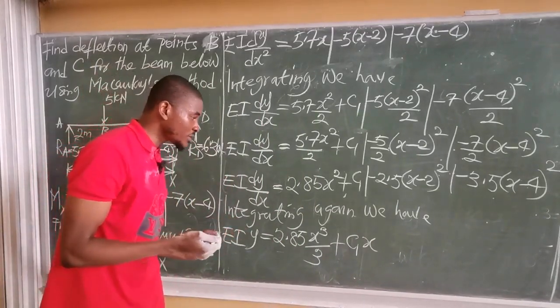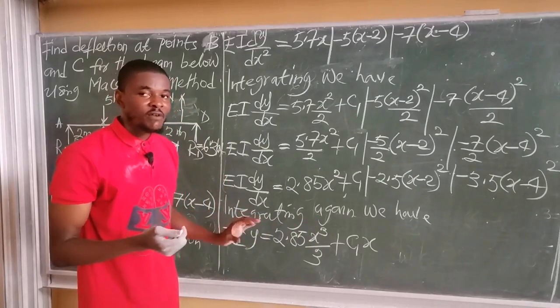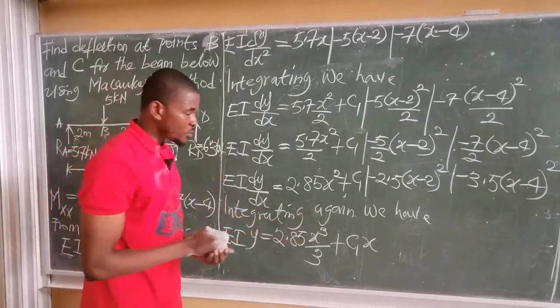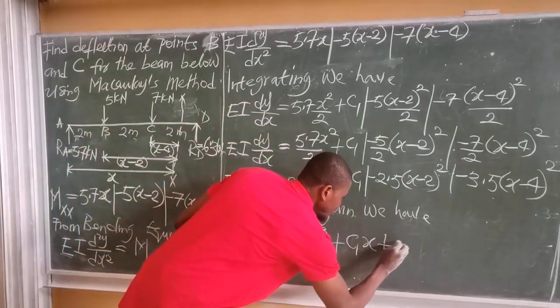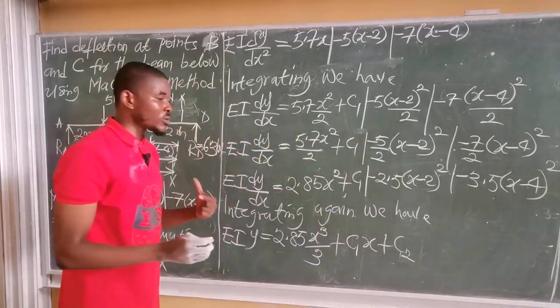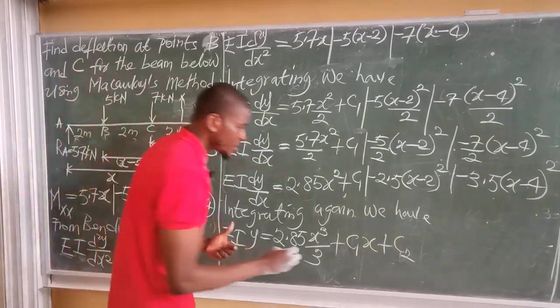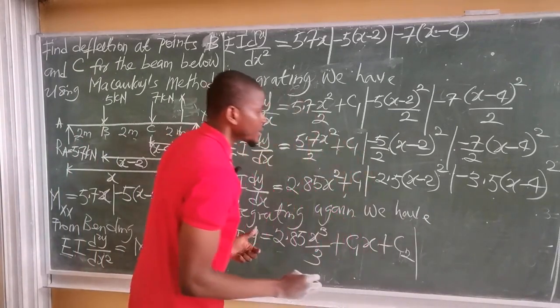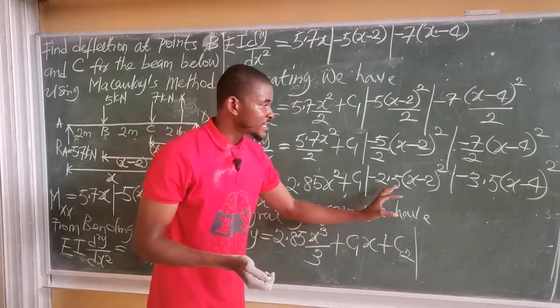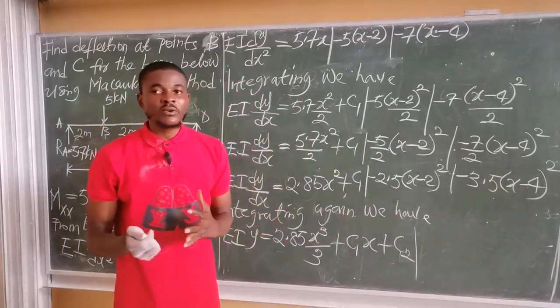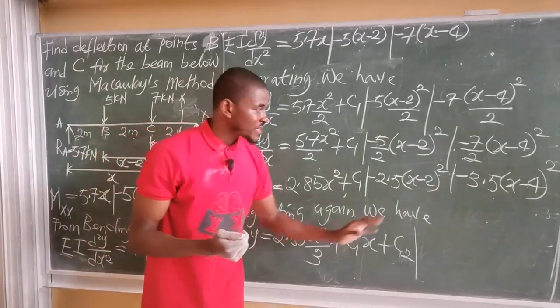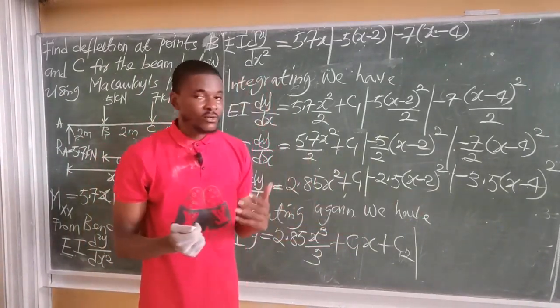Since I'm taking a second integration, it means I'm going to have a second what? Constant. So you put that constant also, plus c2, due to the second integration. Okay, put down your Macaulay's bracket. Now the same thing applies. You also integrate this function as a single variable. You're not to expand this bracket, integrate it as a single variable.